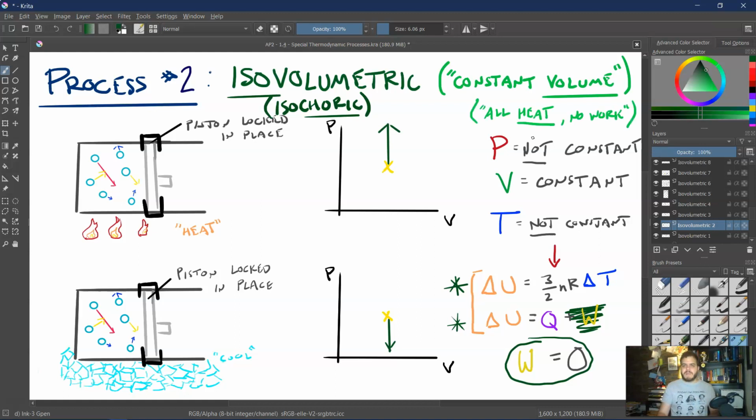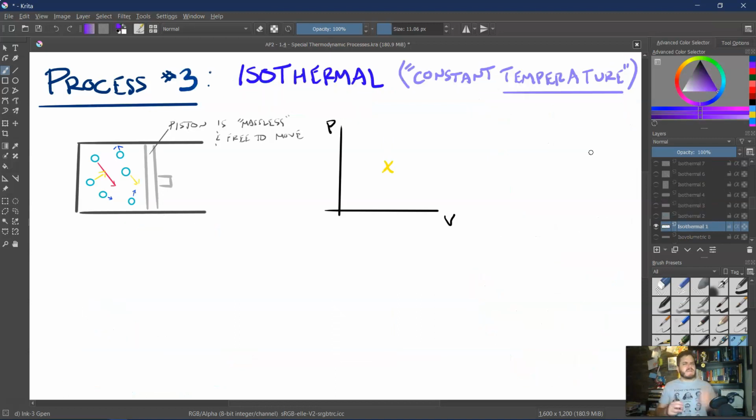In fact, another way to think about these isovolumetric processes is that it is all heat, no work. No expansion or compression, just absorbing heat or releasing heat, thermal energy. So we've discussed constant pressure processes, isobaric, and constant volume processes, isovolumetric. So it's probably not that surprising that our third process is going to be isothermal. In other words, constant temperature.